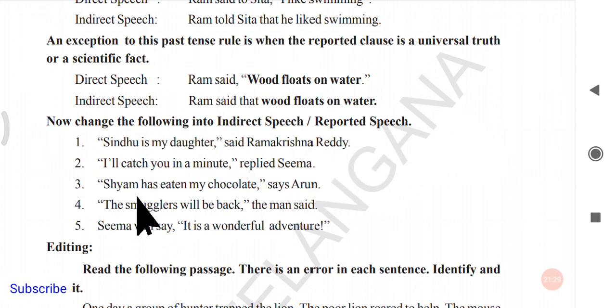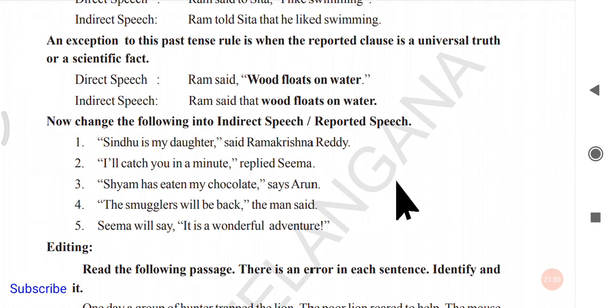Next, third one. Sham has eaten my chocolates, says Arun. Okay. So the reported verb here is in simple present. Let us see. So how do you change it into indirect speech? Arun says as it is. Arun says that Sham ate his chocolates. Okay, Sham ate his chocolates.